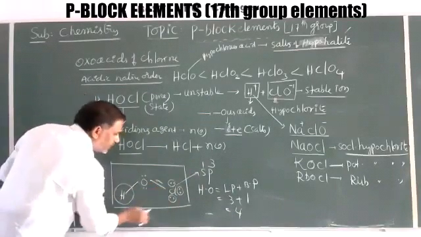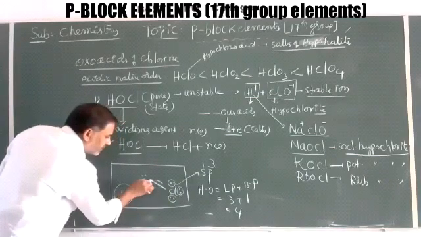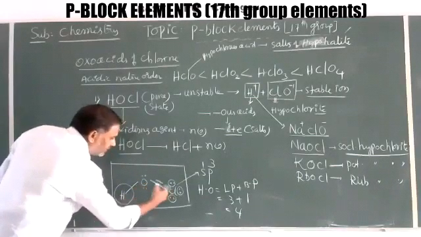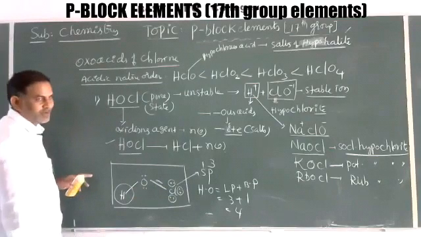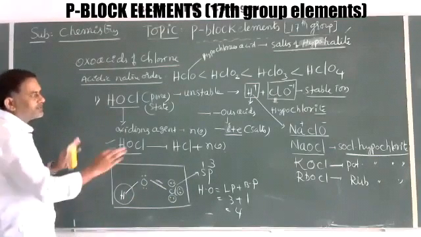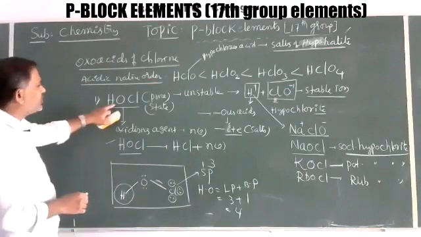Because lone pair repulsive forces are there, we can take the shape between these as linear, or we can take it as an angular shape. Okay, this is the story of the first one, HOCl.